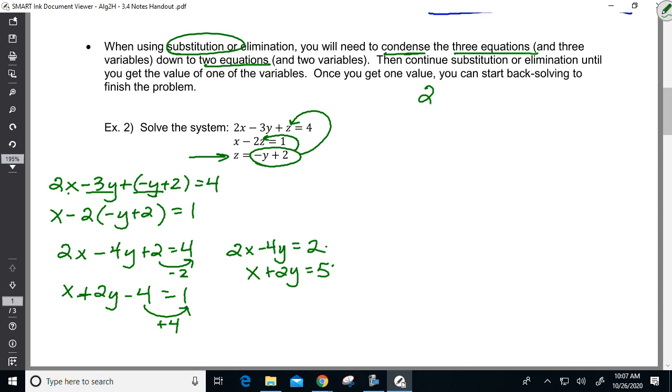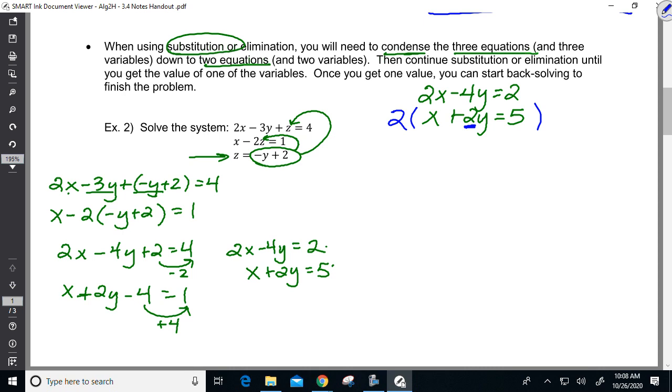Now we take our two equations. 2x minus 4y equals 2. X plus 2y equals 5. Now, just because we started with substitution, that doesn't mean we have to stay with substitution. We can use elimination whenever we want. So here, I'm about to use elimination. Why? Because 2 times 2 will give me 4. I'm multiplying the second equation by 2. Probably cancel out the y. Why? Felt like it. I see that I can use it.